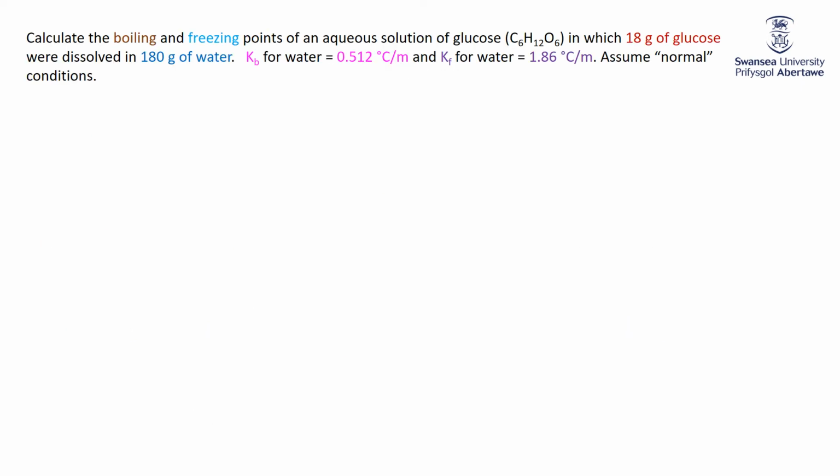Quick couple of examples for our glucose solution: 18 grams of glucose in 180 grams of water. Calculate the boiling and freezing points, given these constants, which are constant for water, right? Any aqueous solution has these constants. Kb is smaller than Kf, as I pointed out, because the heat of vaporization is bigger than the heat of fusion. Assume normal conditions. Simply by that I mean the boiling point of water is 100 Celsius and the freezing point is 0 Celsius.